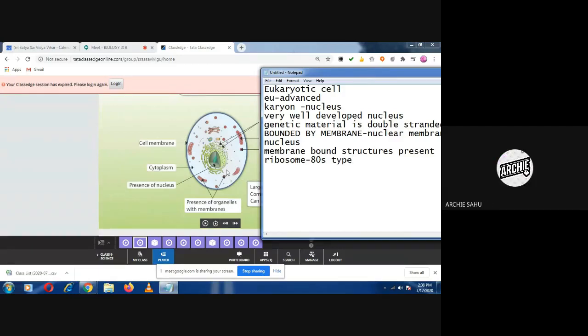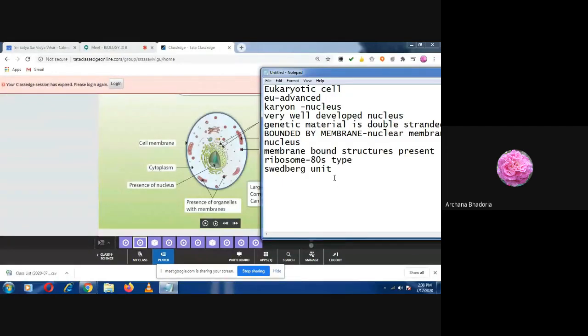Ma'am, what is the meaning of S in 80S? S means Swedberg unit. Okay, it is the unit for the sedimentation coefficient. S is standing for Swedberg unit. I'll write it down. It stands for Swedberg unit and it is the unit of sedimentation coefficient.